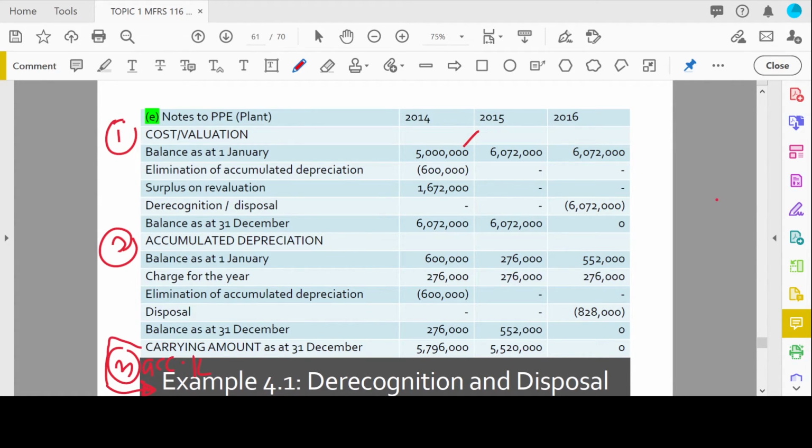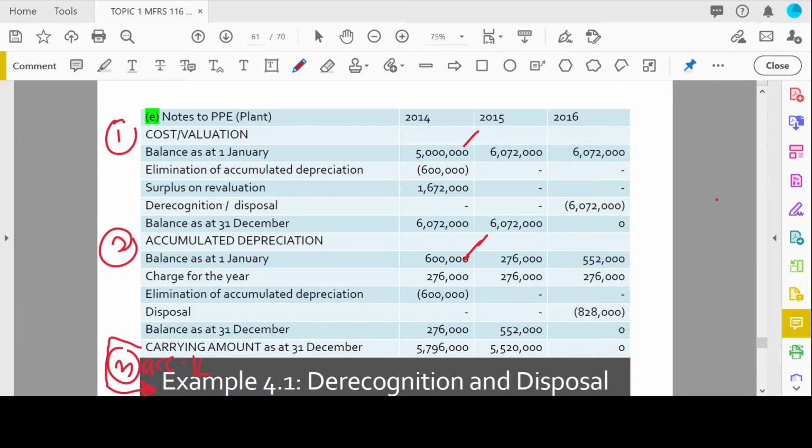What about the accumulated depreciation? For the accumulated depreciation from year 2011, 2012, 2013, from our working just now, we have deducted, before 1st January 2014, an accumulated depreciation of 600,000. So that is the opening balance, 600,000. All right, that's it for the opening balance.